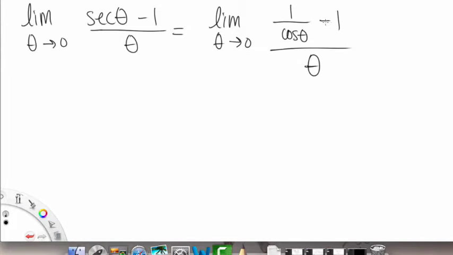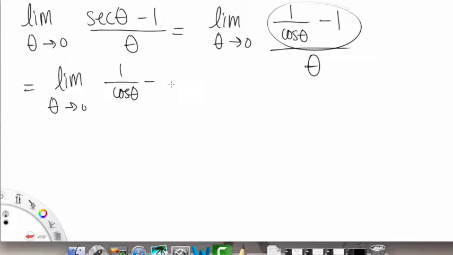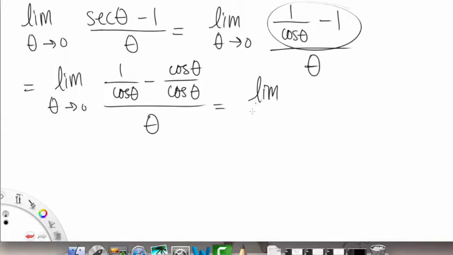So the only thing I could see is maybe get a common denominator on the top. Okay, so let's do so. So we get a limit as theta goes to 0 of 1 over cosine theta, and then to get that common denominator of cosine theta, we have to multiply both top and bottom. So we get cosine theta over cosine theta, and then our theta down here. Okay, so if we combine that, this is what we have.